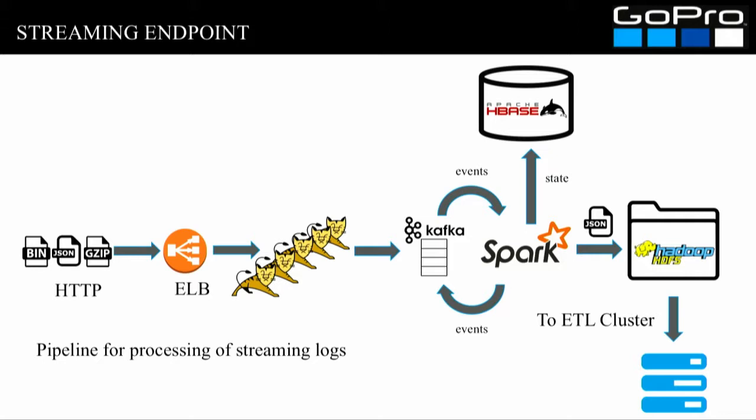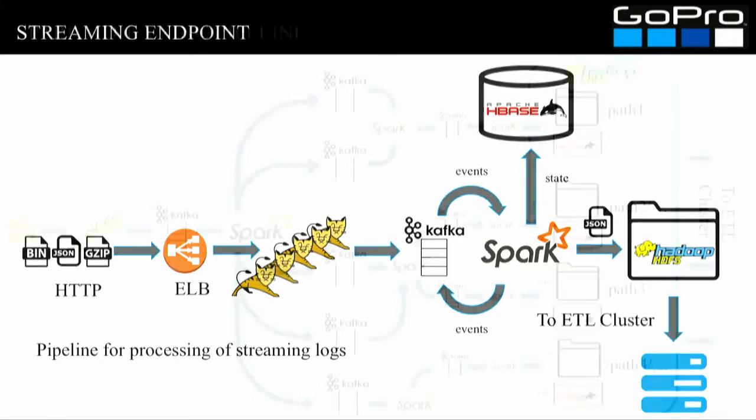Ultimately, what happens is the data is double written. This is where we write the event data into HDFS, and then we accumulate the state data into HBase. And then finally, the data gets copied over every 30 minutes to 12 hours to the ETL cluster.